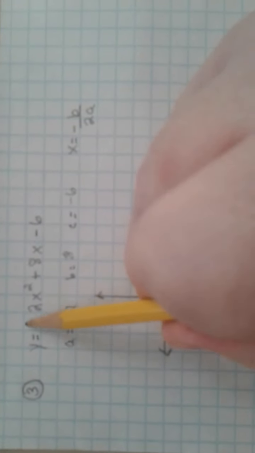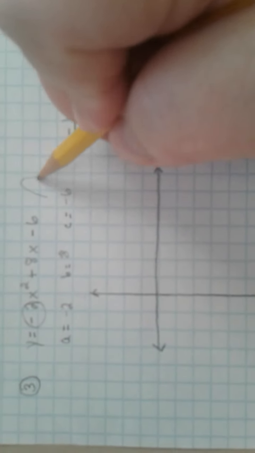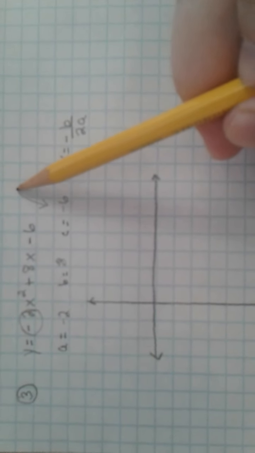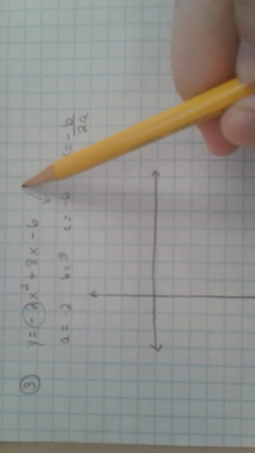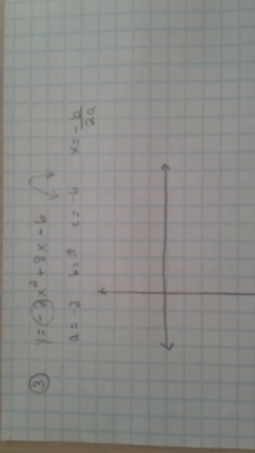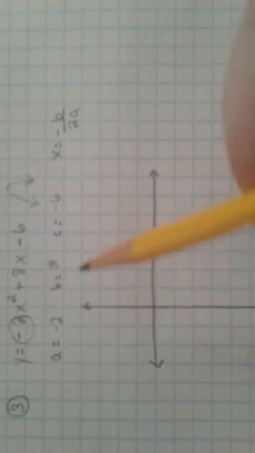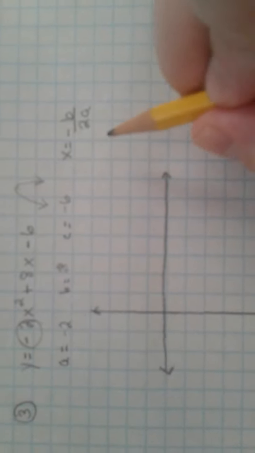One thing we notice about this graph is that the A value is negative. That tells me this graph is going to open down. That means unlike the last one, number 1, the vertex here is going to be a maximum. It's going to be up on the top of that curve. We know that just from seeing that this first value is negative. So I'm going to come over here and find the x-coordinate of my vertex.